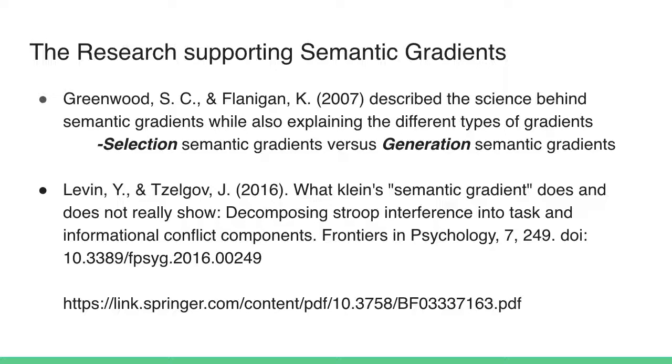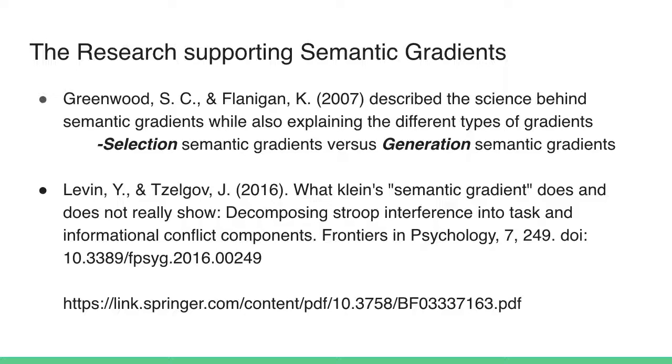The second type of semantic gradient is called generation, where the students are not given a word box like in selection semantic gradients. This type of semantic gradient is less structured but allows flexibility for the students to create a semantic gradient.